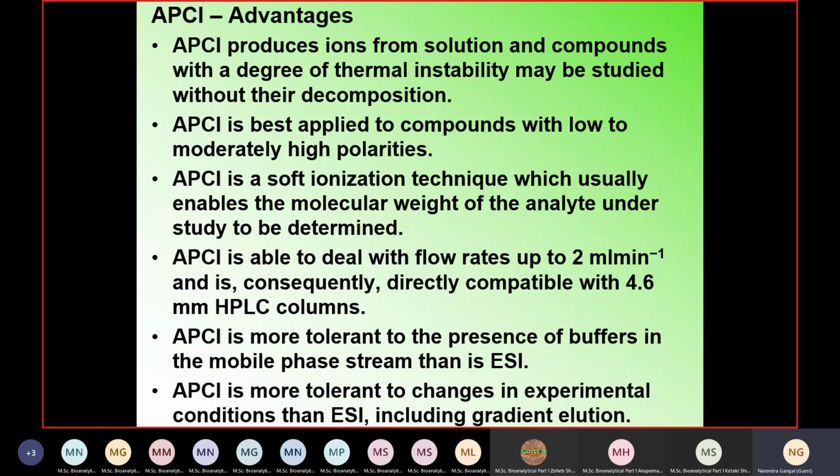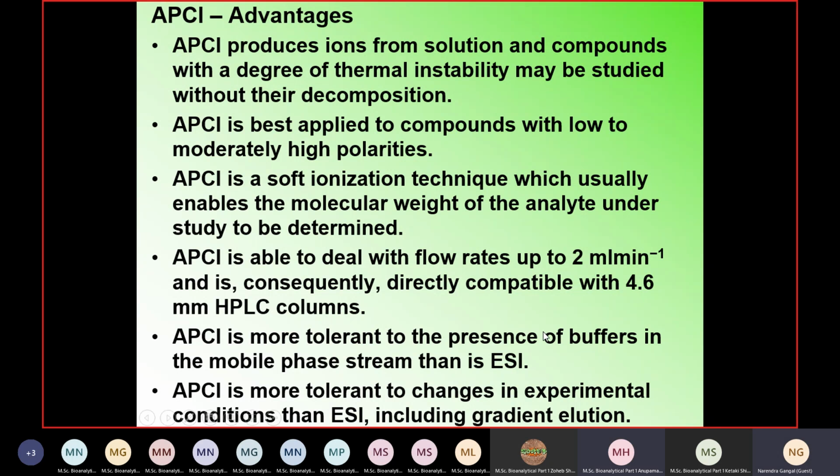So the gradient elution, whereby I am ramping my solvent from one proportion to another. Like gradient, are you aware what gradient elution is? Anybody?